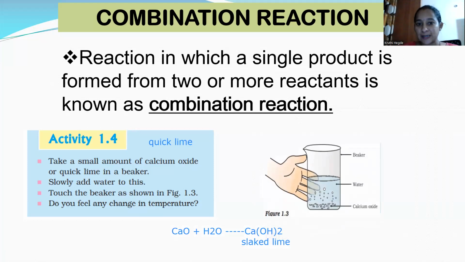Yeah, you can see the image. A beaker is there. In the beaker, water is taken and calcium oxide, a white colored powder, is added. When the beaker is touched, it has turned hot. That means heat is released, along with the single product, that is calcium hydroxide. Dear children, heat is not the product, it is just the change in temperature.